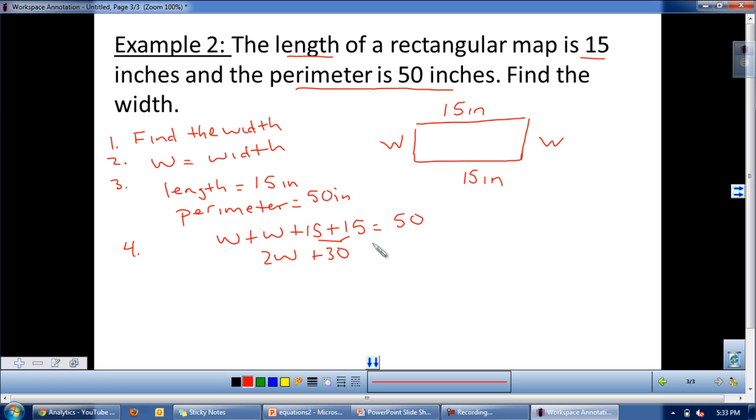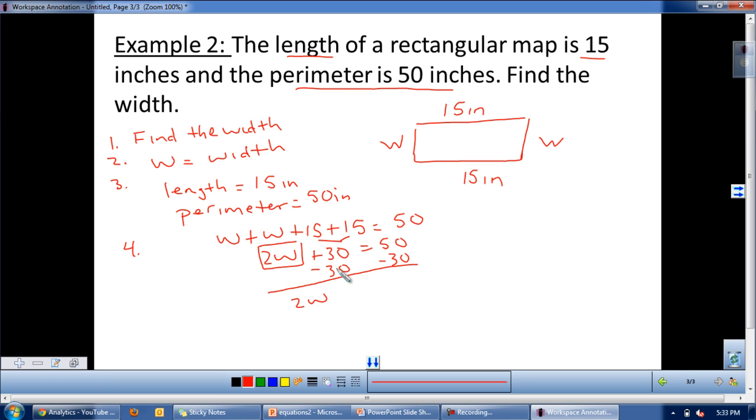Here we have 30 equals 50. Then we have a two-step equation, right? Let's box our term with our variable. And this is the operation that we need to undo. And the reverse operation of adding 30 is subtracting 30. So we're going to subtract 30 from both sides.